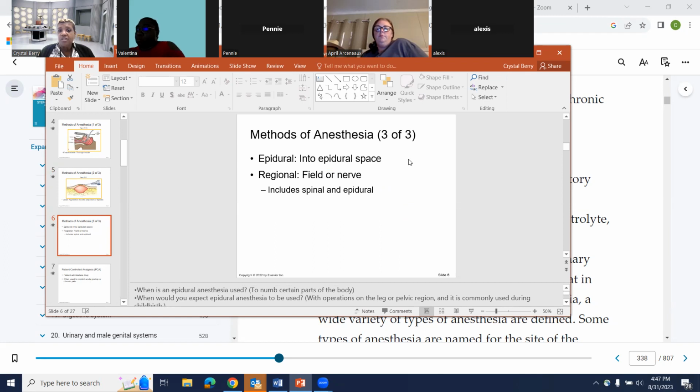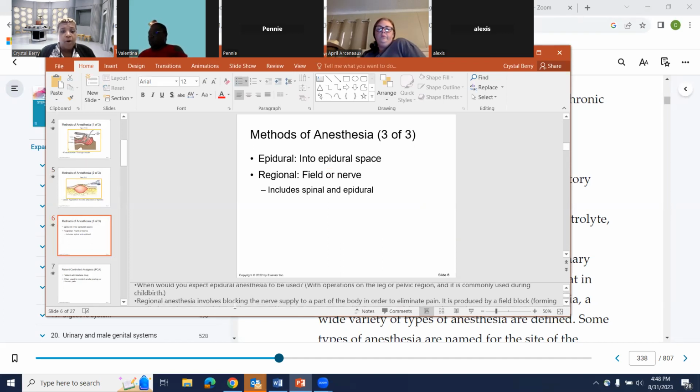Methods of anesthesia continue. Epidural, into epidural space. Regional, field or nerve, includes spinal and epidural. When is an epidural anesthesia used? To numb certain parts of the body. When would you expect epidural anesthesia to be used? When operations on the leg or pelvic region, and it is commonly used during childbirth.